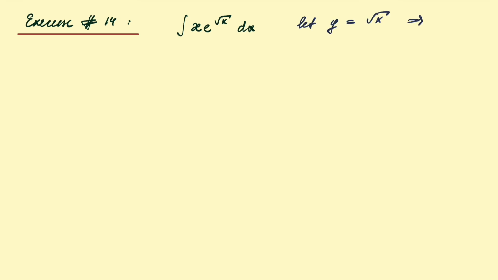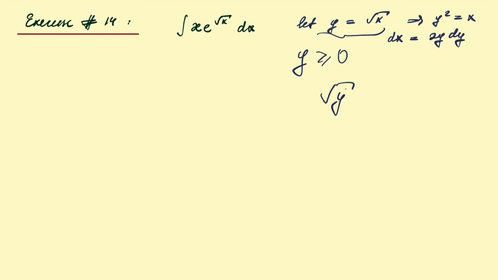Then we can just write that y squared is equal to x. And now let's compute dx. dx will be 2 times y dy, right? Please note that the domain of this is x is bigger than or equal to 0. Also note that y is greater than or equal to 0 because of this. And so we won't have any problem in writing this equality.